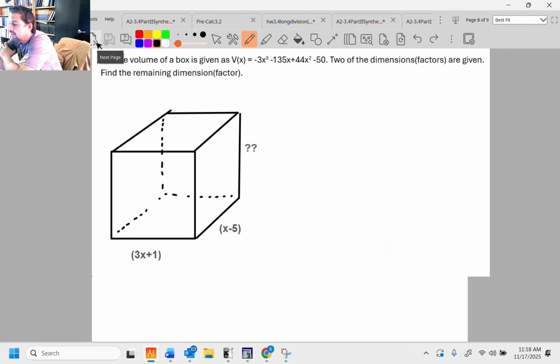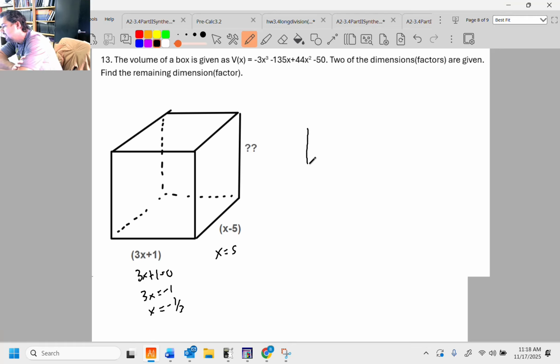R.I.P. Johnny. The volume of a box is given as volume as a function of x is negative 3x cubed minus 135x plus 44x squared minus 50. Two of the dimensions, the factors, are given. Find the remaining dimensions, aka the factor. All right, so this would say that x is 5. 3x plus 1 is a 0, 3x is negative 1. This would say that x is negative 1/3.